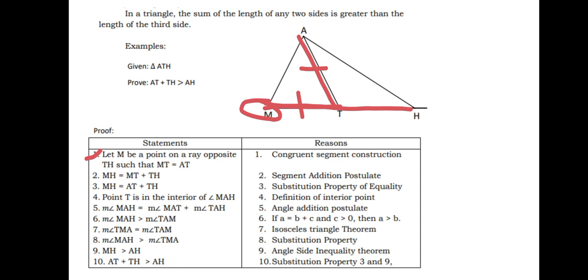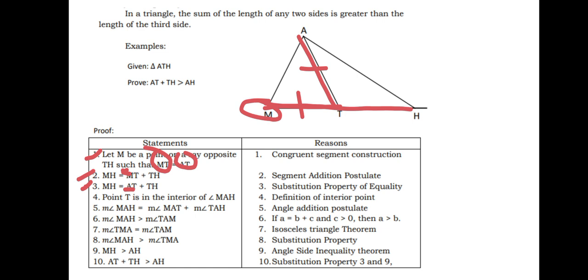Next, number 3, MH is equal to AT plus TH, by the substitution property. Since MT is equal to AT, we can substitute MT by AT. So by using statement number 2, MT plus TH, we substitute MT by AT. That's why it becomes MH equals AT plus TH.